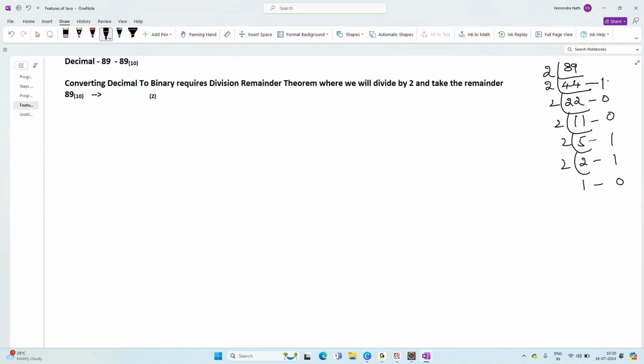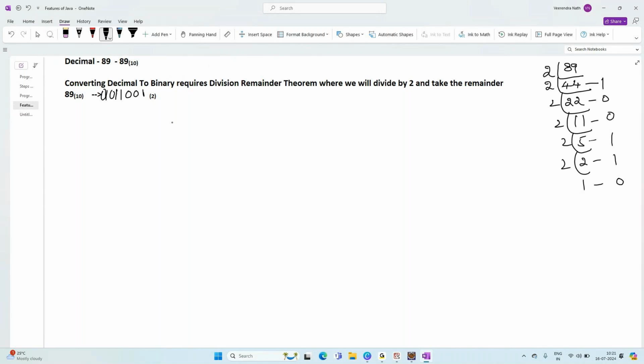So what can I keep here? 1 0 0 1 1 0 1. How many came? 1, 2, 3, 4, 5, 6, 7. So I have to keep a 0 in front. Why? Because it is the most significant bit. If the number is positive it should be 0, and if it is negative it should be 1. Negative numbers we'll talk about later. For now just concentrate on positive numbers. Is it clear?